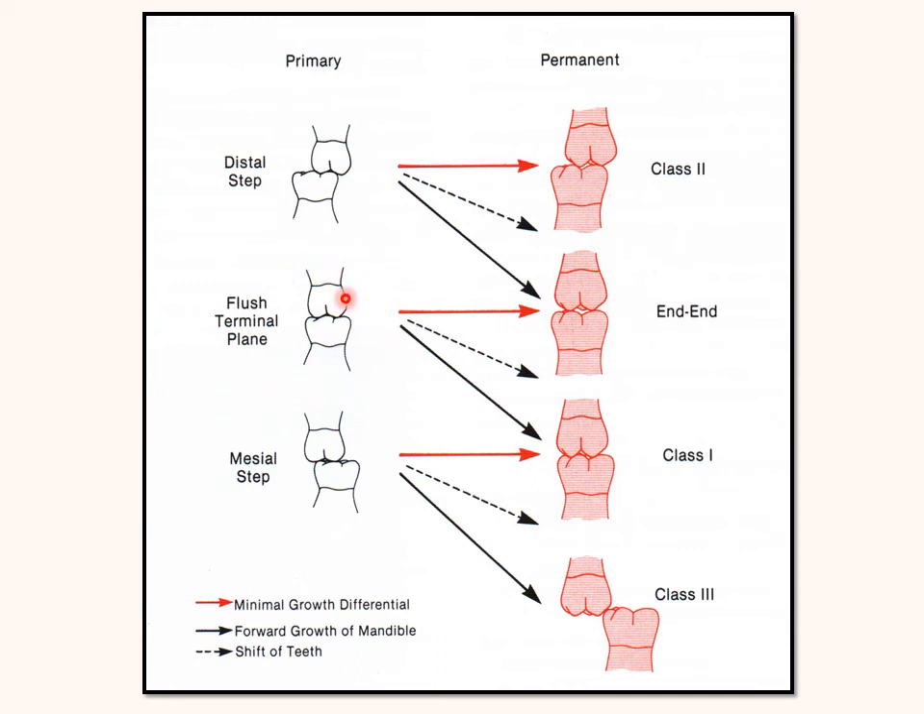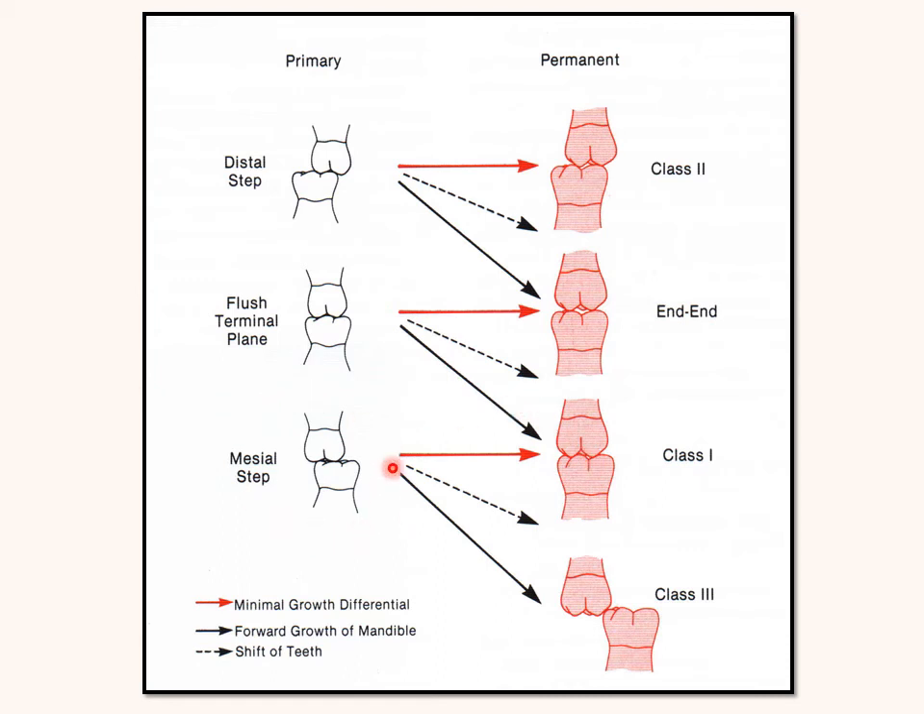But if it is a flush terminal, that means same vertical plane. If there is minimum growth, then they are end to end molar relationship in the permanent tooth. If there is shift of teeth, then class 1 occlusion will occur, or if there is minimum growth of the mandible also, class 1 will occur.